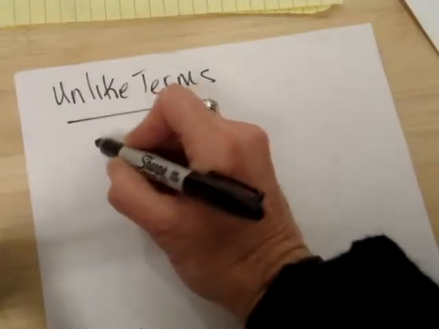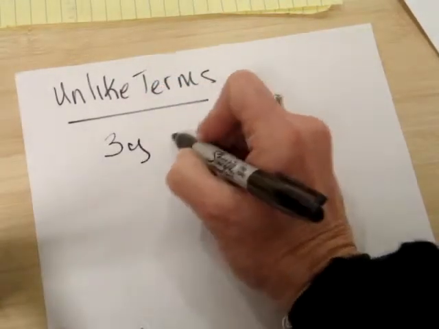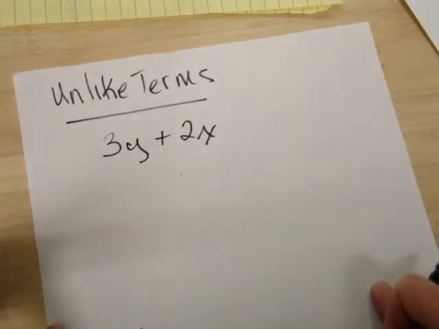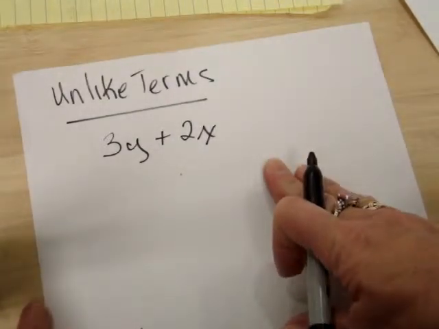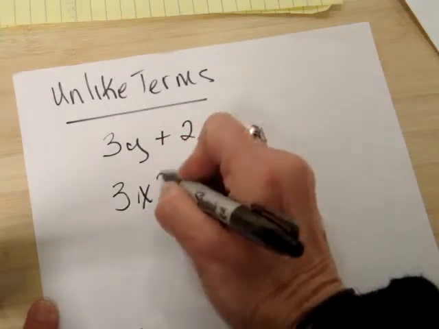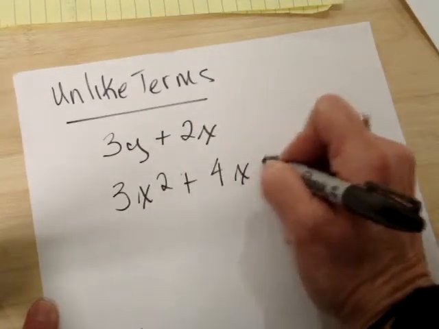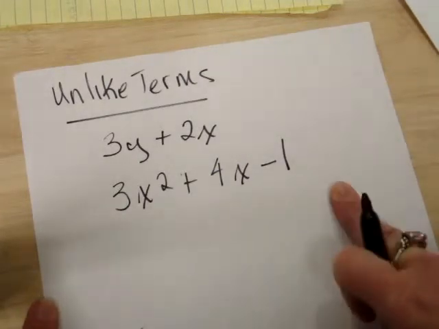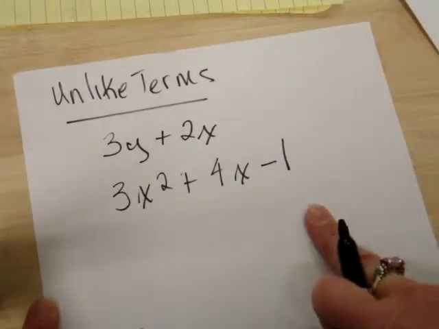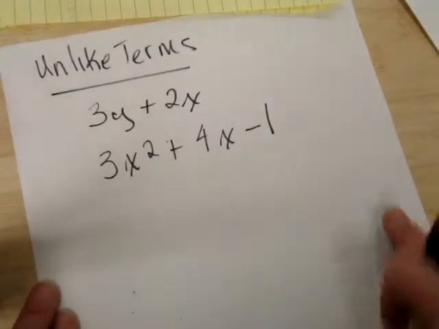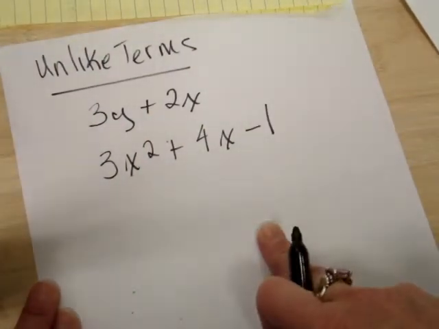So an unlike term would be something like a 3y plus a 2x. That's as close as they can get. If they're unlike, you just keep them like that. You can have 3x squared plus 4x minus 1. These are all unlike terms, and you just keep them like that, as added or subtracted, and you cannot combine them any more than that. And remember, this is for adding and subtracting.